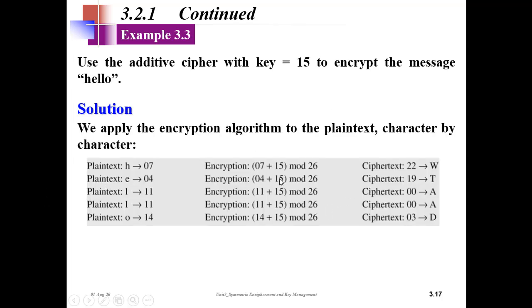Next, 4. 4 plus 15 is 19. 19 mod 26, again the remainder is 19, so it corresponds to T. Right? Now let me take 14, because this is a number greater than 26. O corresponds to 14.